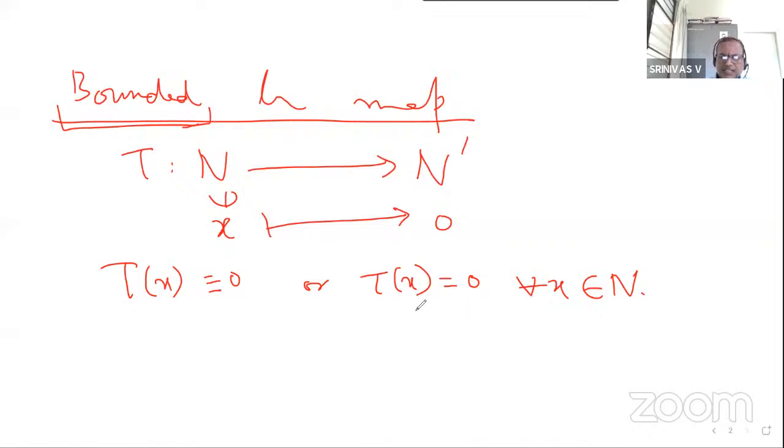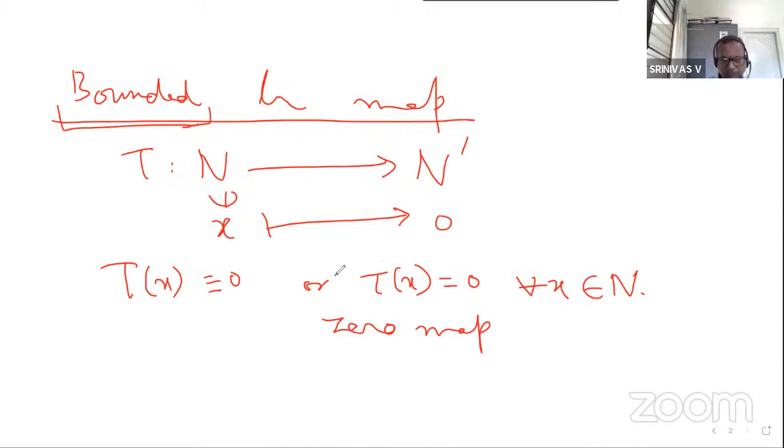This is called the 0 transformation, 0 map, 0 linear map. Why is it 0? It is taking every element X to the image 0. It is a constant map. Because the image is 0, the range of this function is the singleton 0. The image of every X is the same element 0. That's why we call this the 0 map. This is a constant map.